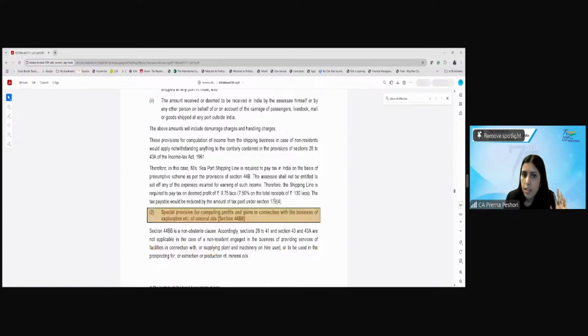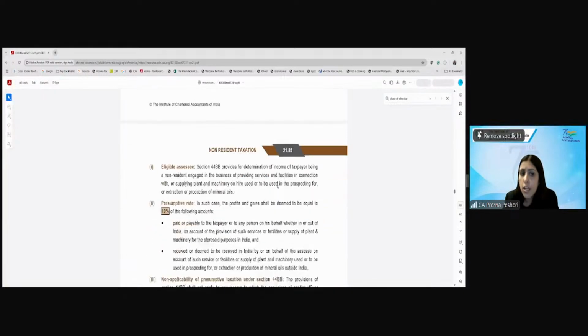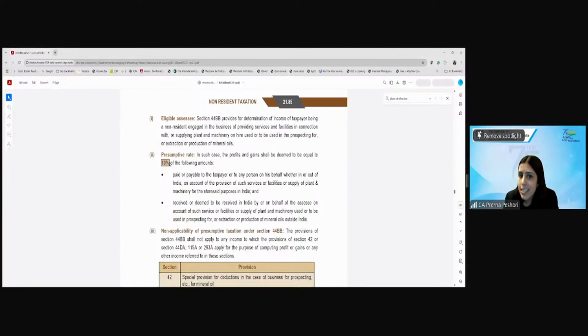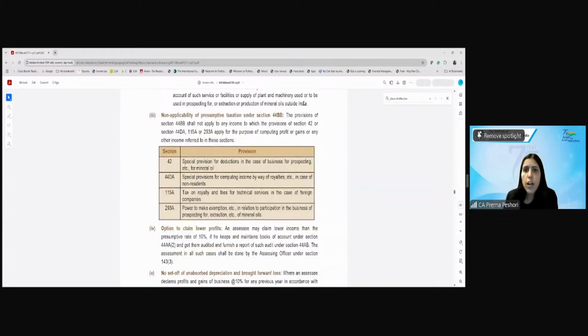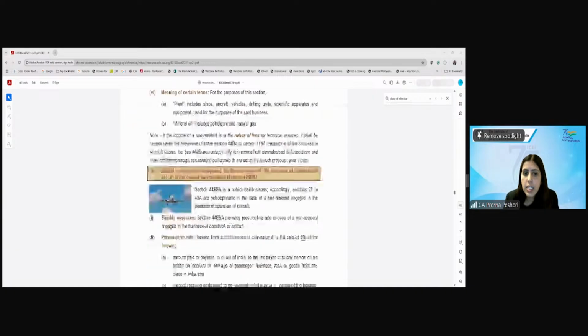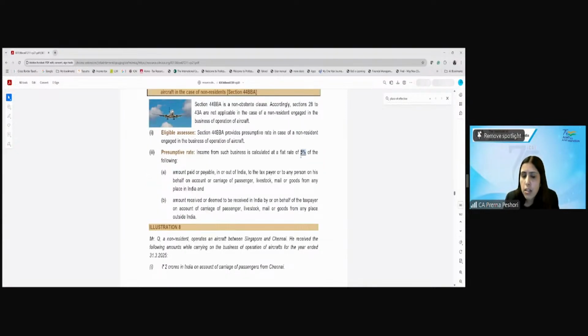Clear? Yes. Next is 44BB, which is for mineral oil companies, exploration of mineral oil. Here it is the same as 44B, but the rate applicable is 10%. So yes or no? Next, for aircraft, is 44BBA. 44BBA provides a flat rate of 5%, again on similar lines as we have seen for the shipping business.